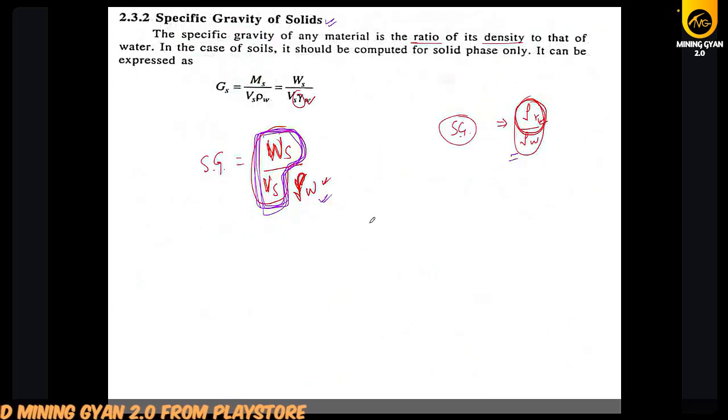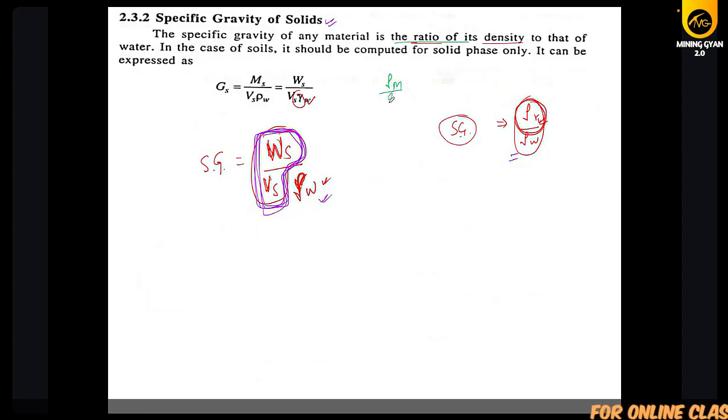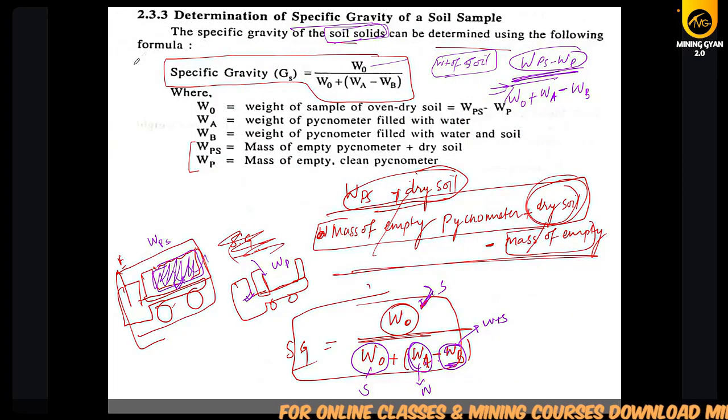Then we had also discussed the specific gravity. What is the specific gravity? For any material, it is the ratio of the density of the material to the density of water. Density of the material divided by density of the water gives our specific gravity. This is the formula, and I told you to remember this formula also.